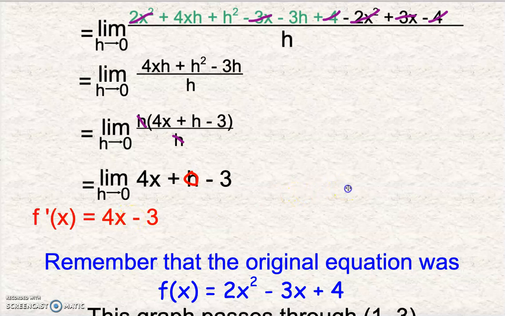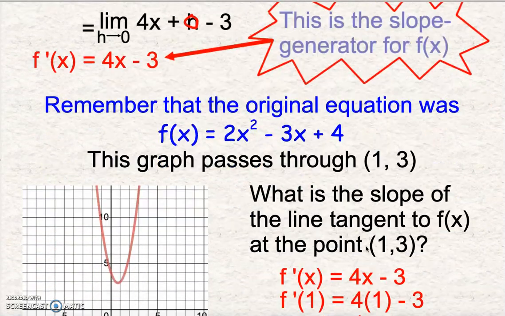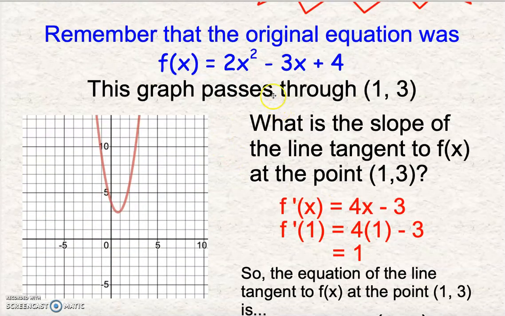And what was that to us? It gave us a slope generator. Back when I taught logarithms, the big idea was I want you to think logarithms are exponents. Well, for this unit, I want you to think that derivatives are slope generators. That's our big idea.